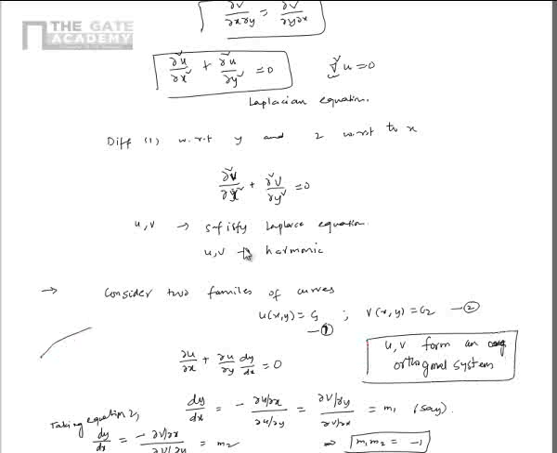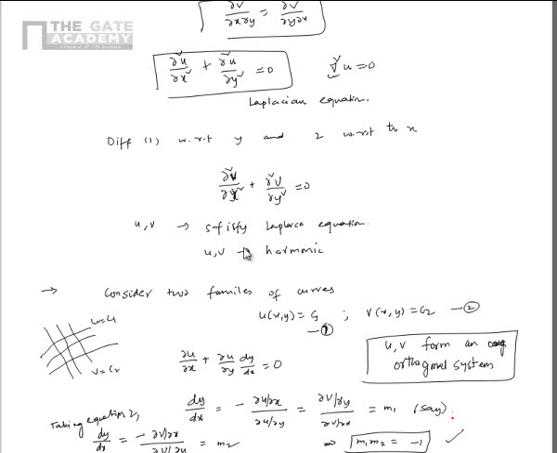If you have something like this, u and v will be something like this. This is v and this is u. u is equal to some constant, v is equal to some constant. So u and v are orthogonal, because what we have seen is that the slopes are perpendicular, and the product of the slopes is minus 1. Hence every analytic function defines two families of curves u and v which form an orthogonal system. And we have also seen that u and v are harmonic.